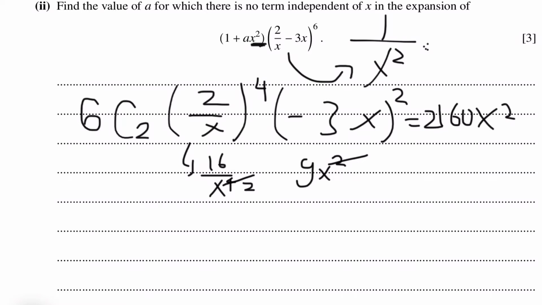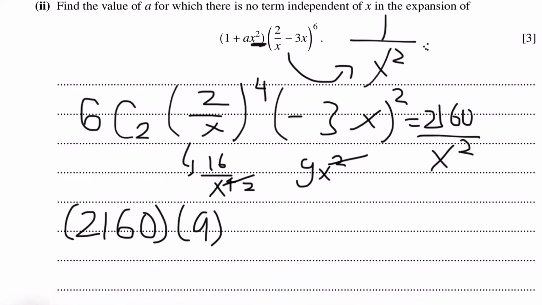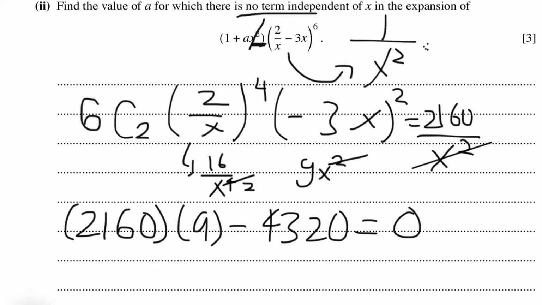Now you can multiply 2160 and ax squared. Instead of x squared, I should have written divided by x squared. So when you multiply these together, your x component will cancel out. So 2160 multiplied by a minus 4320 is equal to 0 because there's no term independent. So 2160a is equal to 4320 and a is 2.